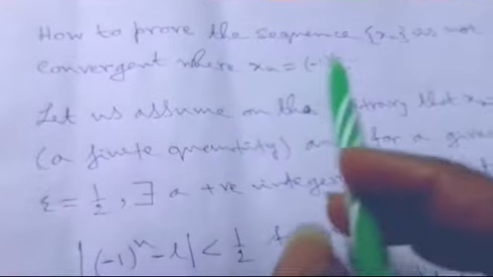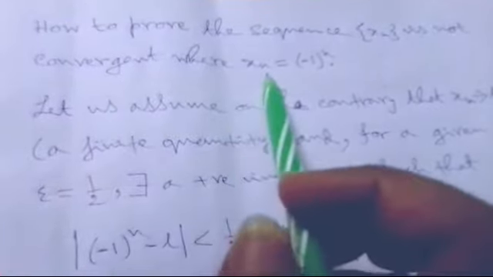Welcome to the viewers. Now we discuss how to prove the sequence xn is not convergent, where xn is (-1)^n.